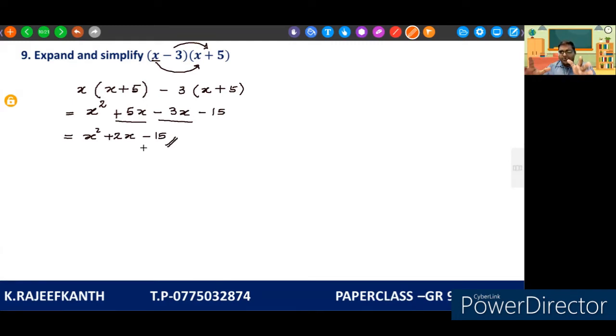So there are two expressions. First we multiply x plus 5 by x. Then we multiply x plus 5 by minus 3. Then x into x, x squared, plus 5 into x, 5x. Minus 3 into x, minus 3x. Minus into plus is minus, then 3 into 5, 15. Then the answer is x squared plus 2x minus 15.